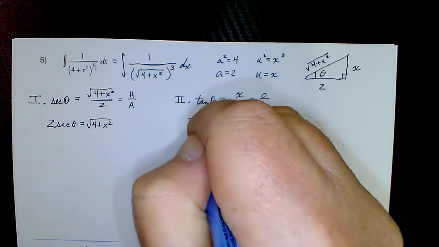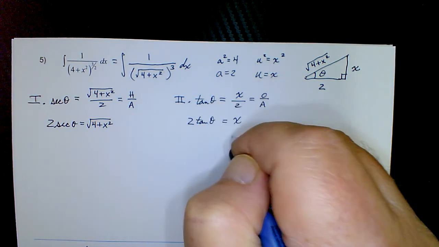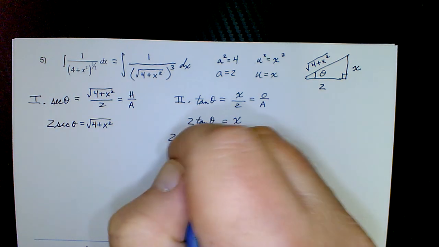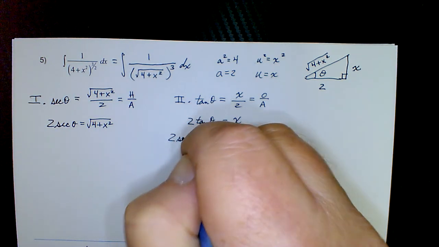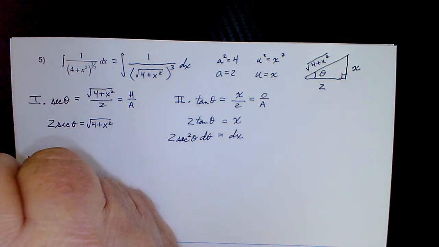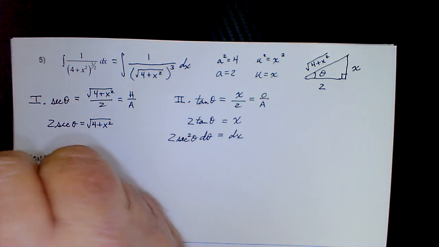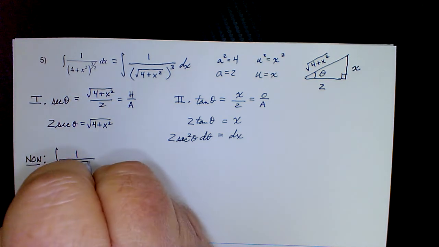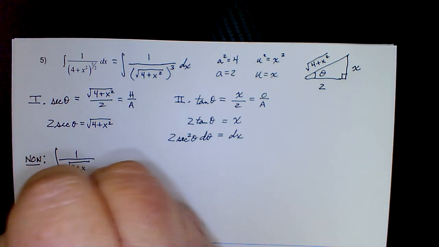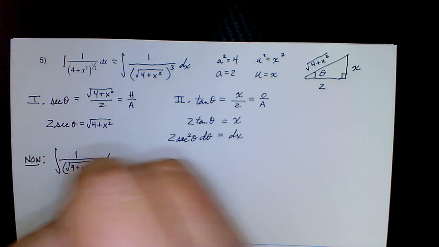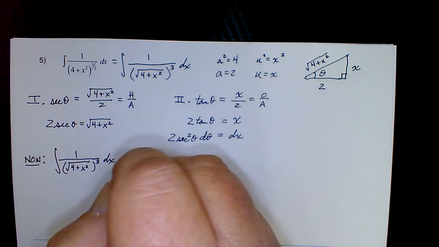Solve for x is 2 tangent theta, and most importantly, the differential dx. The derivative of tangent is secant squared, so 2 secant squared theta, and formally the differential d theta as well. Alright, so now we're ready for a trigonometric substitution. I'll rewrite this in the form where we expressed it as a radical being cubed. Alright, so there's really only two things to substitute.